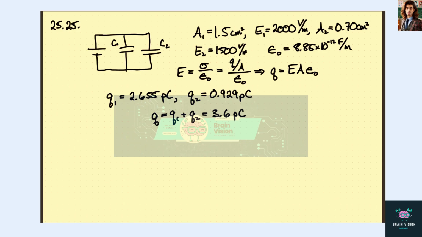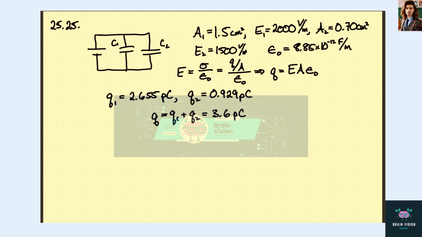So that we can then simply calculate what is the total charge on the two capacitors. Well, we can figure out the charge on the first capacitor because we know A1, we know E1, we know epsilon naught, and that winds up being about 2.66 picocoulombs. And then since we know A2 and we know E2, we can figure out the charge on this second capacitor, and that's 0.929 picocoulombs.